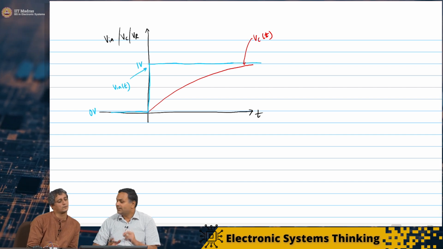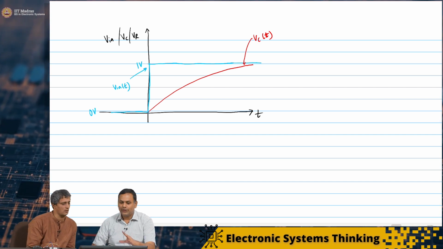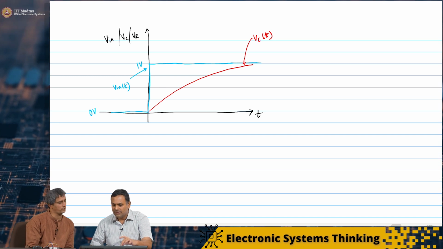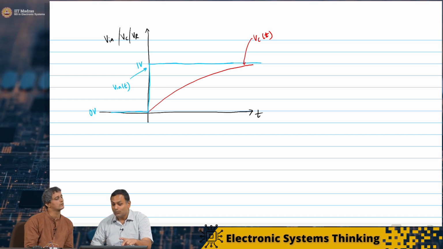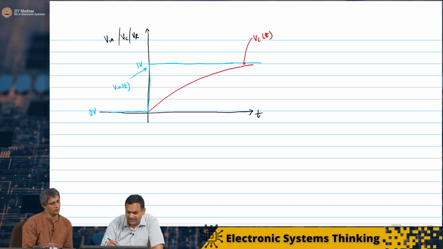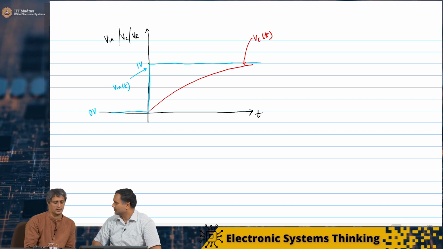VR should simply be the difference between these two. I'm going to say right at the input, the difference is actually 1 volt, because it's 1 minus 0. Correct. So it actually has to start from here. Okay.